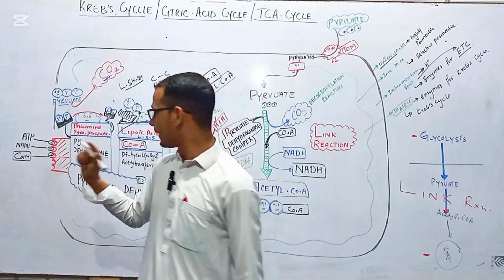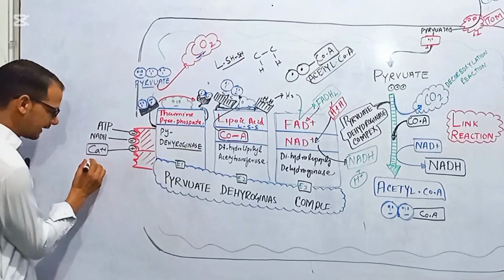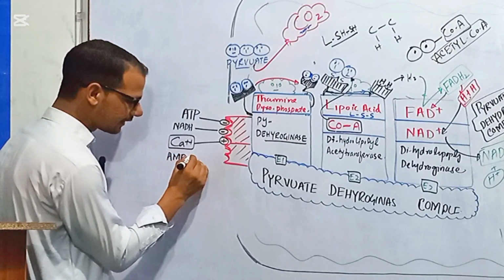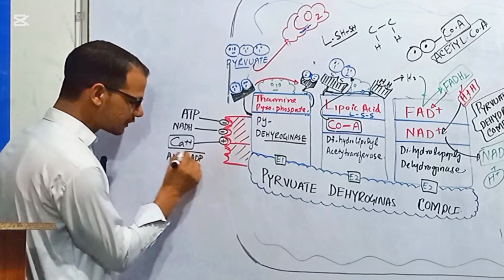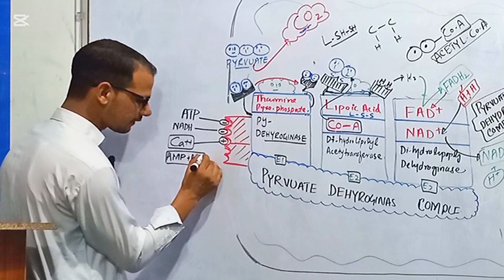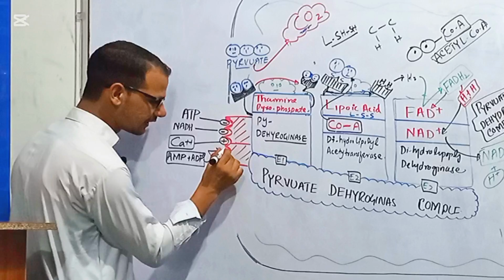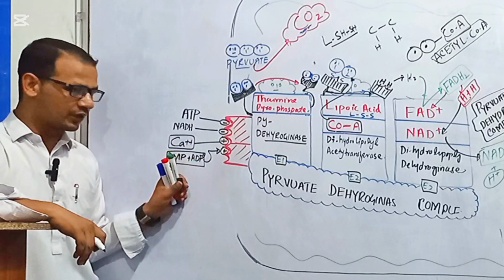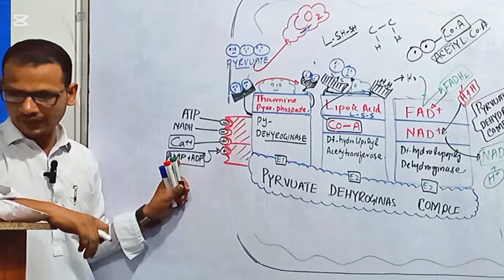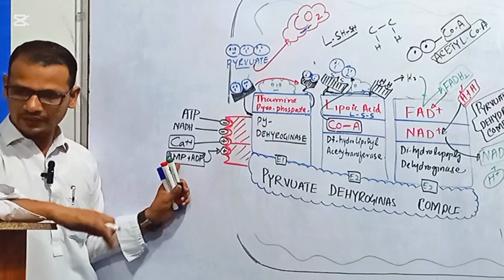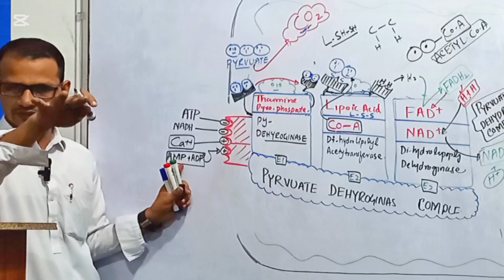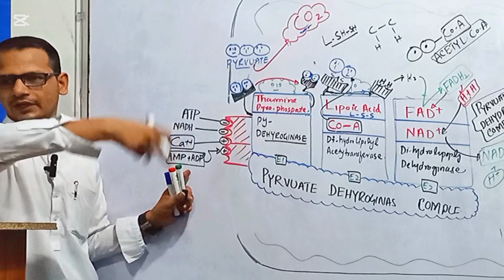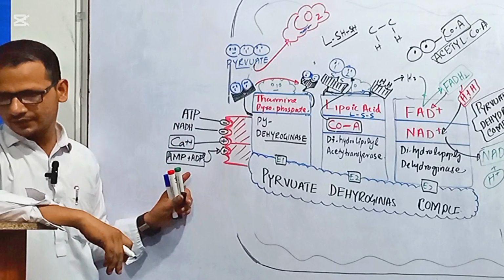Got it? The next, we have AMP, or we have ADP. These two things will positively regulate this pathway. When the amount of ADP or AMP is increasing in the cell, it means that energy is deficient in the cell. So this pathway will regulate it and will form energy, right?